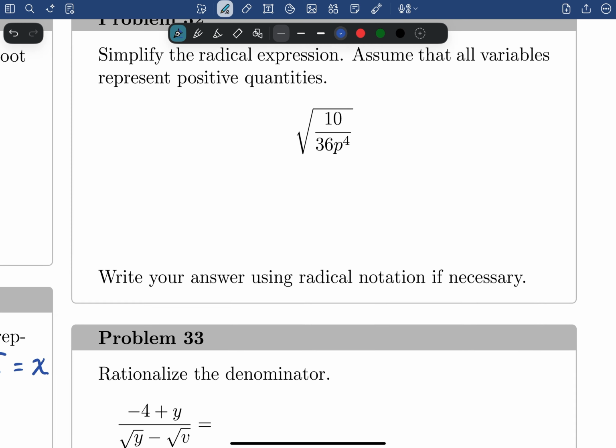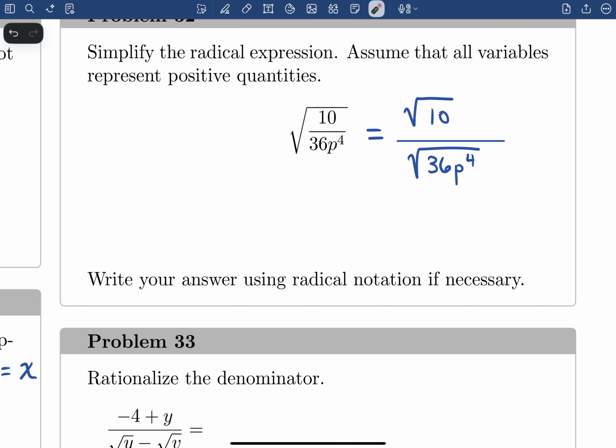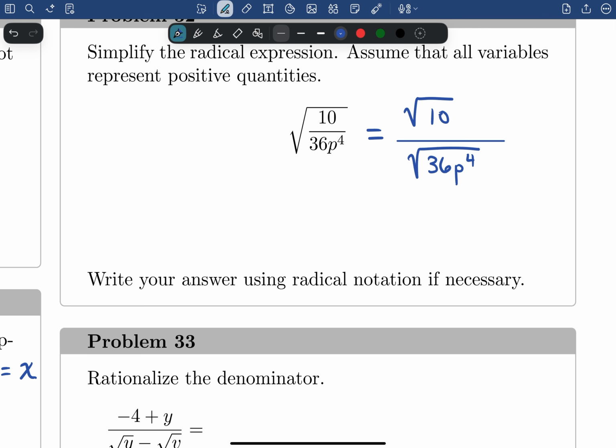Now, I'm going to separate the single radical into two radicals using the quotient property of radicals. Okay, so I'm going to write the square root of 10 on top, and that's divided by the square root of 36 times p to the fourth on the bottom. And what I like about what I see on the bottom here is 36 is a perfect square, and p to the fourth is a perfect square. And when you square root perfect squares, they come out really clean, right?